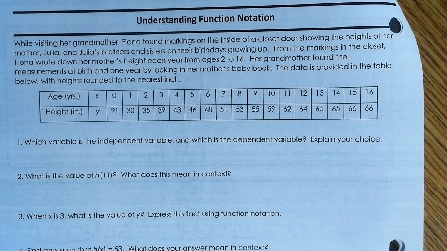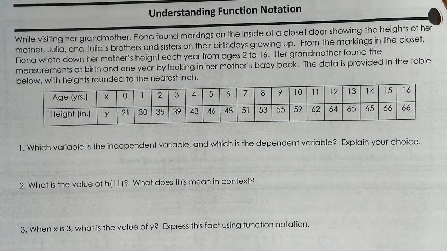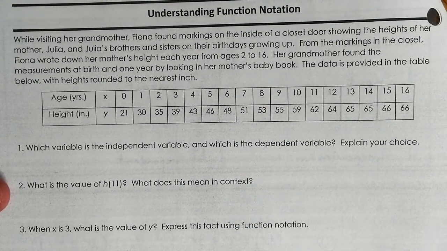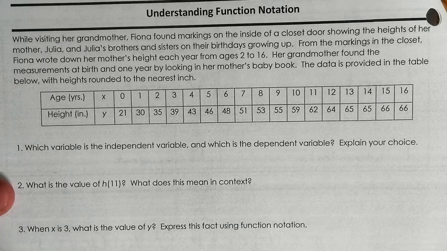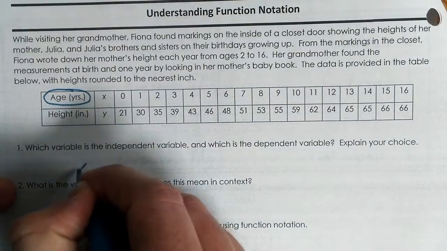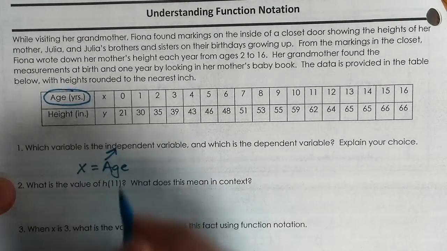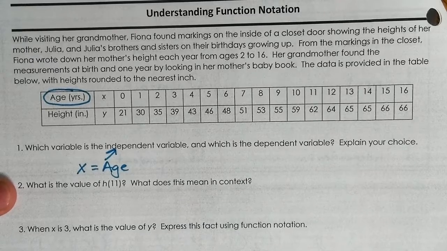So what is our independent variable here? What is our domain here? What deals with our domain, our inputs, our x's? What is x up here? Age. Exactly right. X is your age. That is the independent variable. Your age is the independent variable, your x value, your input.